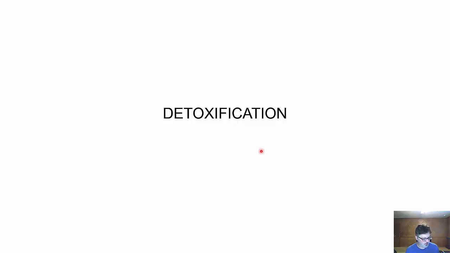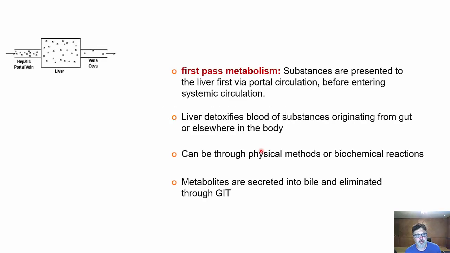Of course, we also want to take a look at the liver's role in detoxification. So when we think about detoxification, guys, I'm sure pharmacy have probably already talked a little bit about this, but we have this first pass metabolism where everything coming from the portal system will first go through the liver, where it can then detoxify and then release that blood into the vena cava. So liver detoxifies substances originating from the gut or elsewhere in the body, and it will detoxify them through physical methods. Think about your Kupffer cells, as well as through different biochemical reactions, different enzymatic reactions. Metabolites are then secreted into the bile and eliminated through the gastrointestinal tract.